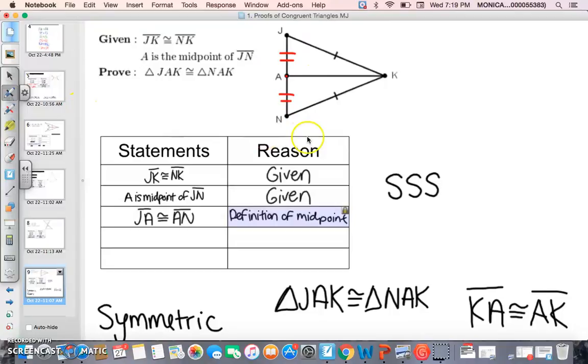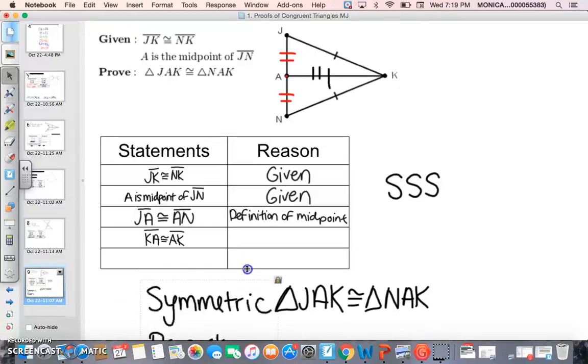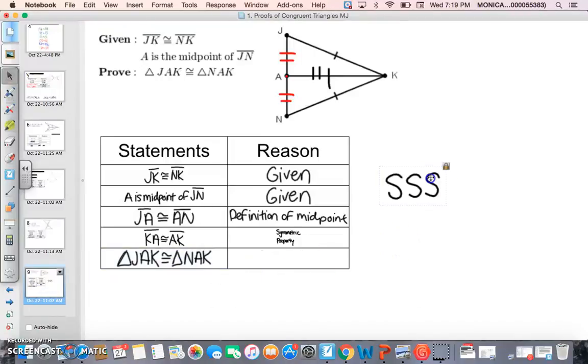What I can say for certain is that this side is shared by both triangles. And so therefore I can say AK and KA, I can use either the symmetric or reflexive property on this one, causing those 2 to be congruent. And so finally, because I have 3 corresponding congruent sides, I can say that these triangles are congruent because of side, side, side.